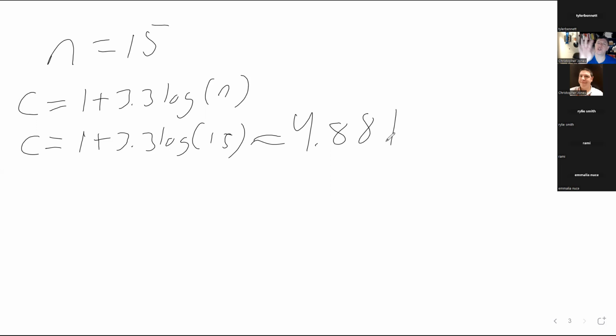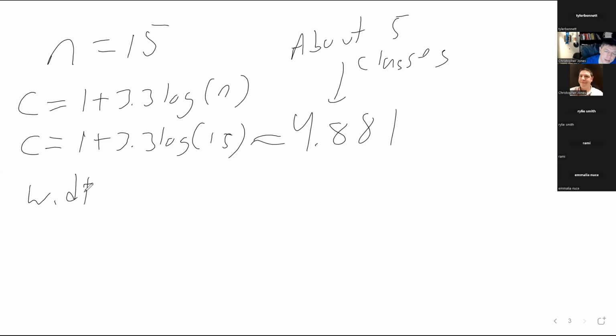4.881 tells us that we should have approximately 5 classes, because remember, C just tells us the number of classes. So this is about 5 classes for our data. Of course, that doesn't tell us the width. So the other formula that we need is width is equal to high minus low divided by C. When you are doing your quizzes and examinations, you want to make sure you have these formulas written down and accessible. I'm not going to ask you to memorize any of the formulas.